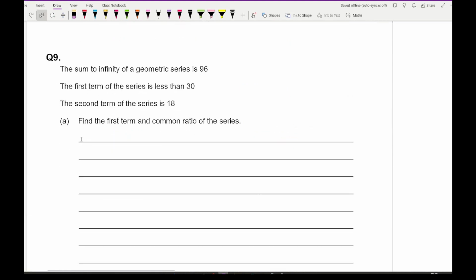Then moving on to question 9, it says the sum to infinity of a geometric series is 96. The first term of the series is less than 30. The second term of the series is 18. And for part A it says find the first term and the common ratio of the sequence. So looking at this information here, we know that a over 1 minus r equals 96. We know that a has got to be less than 30.